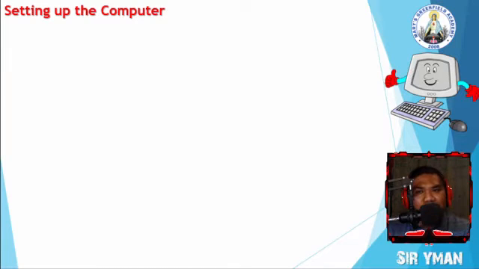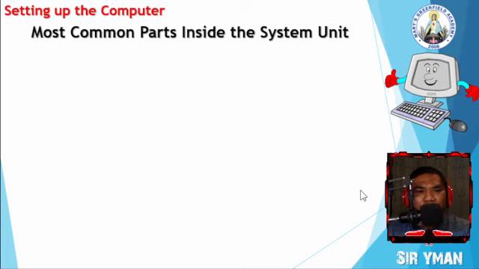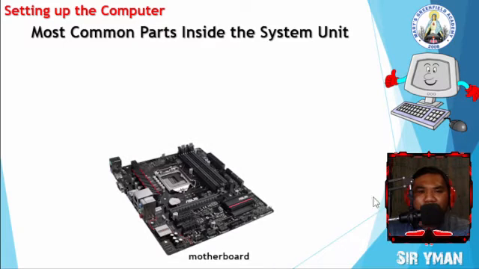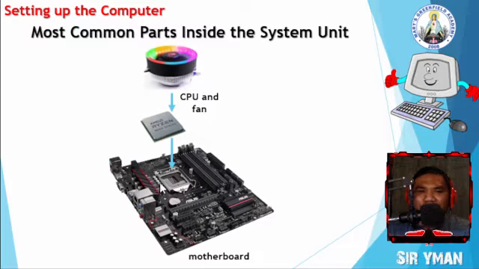Yung parts of, let's have the most common parts inside the system unit. Okay, pwede kayo mag-recite. So yung first one is motherboard. So yung pictures na may mga and CPU and fan. So yun ang mga most common parts na makikita sa loob ng system unit. So this is the CPU or the microprocessor. And then on top of the microprocessor ang ating CPU fan.